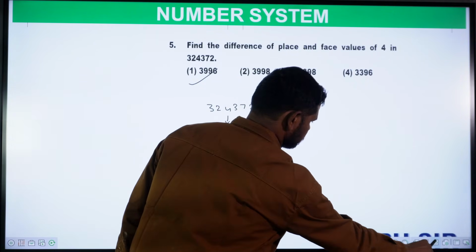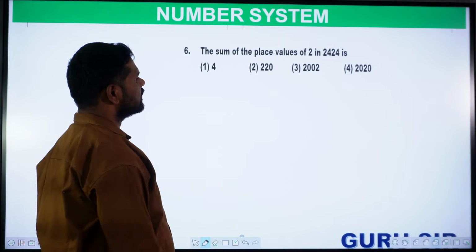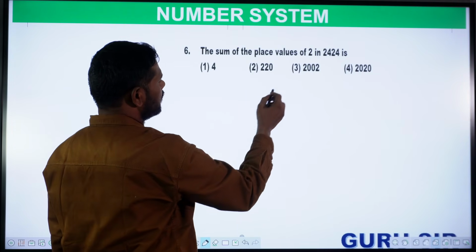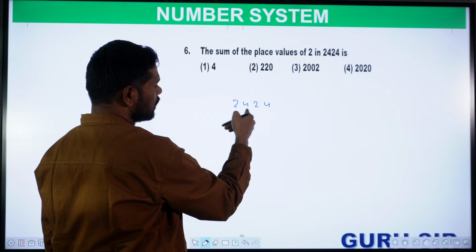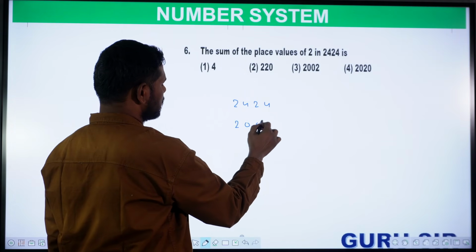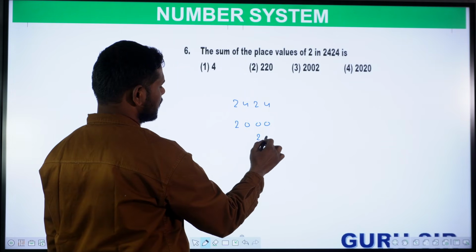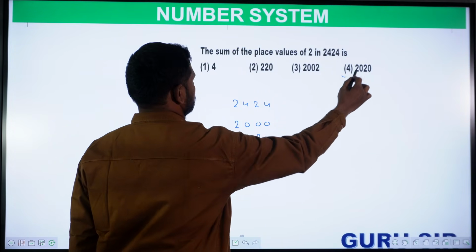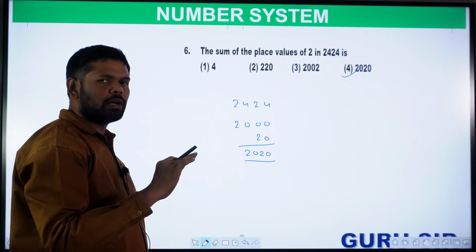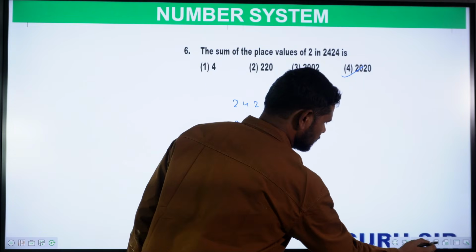Next. Sum of place values of 2 in 2424. Two 2's are there, having 2 separate place values. One is 2000, another is 20. Sum of these two is 2020. These are very easy questions, just how they are going to frame them. That's why we are discussing here.